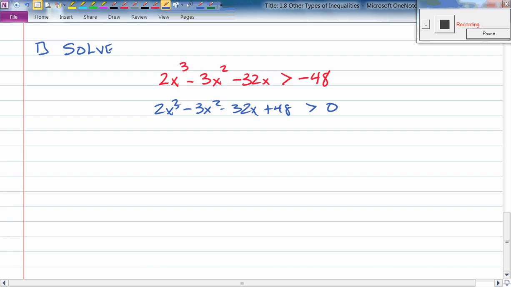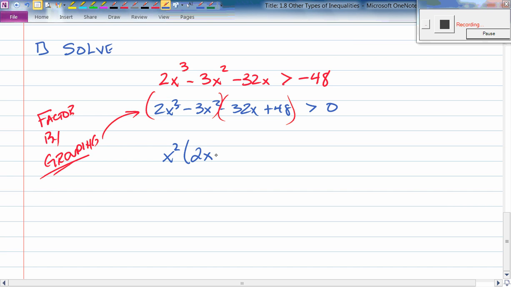How many terms do you see on the left-hand side? Four terms. When you see four terms, what do you think about? Factor by grouping. Very good. So I'm going to group the first two together and the last two together. From the first group, is there a common factor you see? Yes, pull out an x squared, leaving me with 2x minus 3. All agreed? Okay, good.